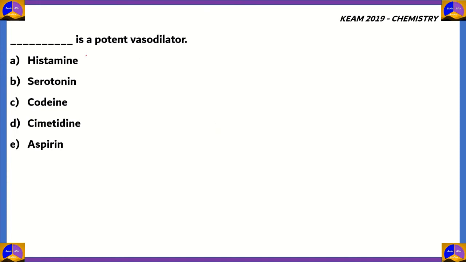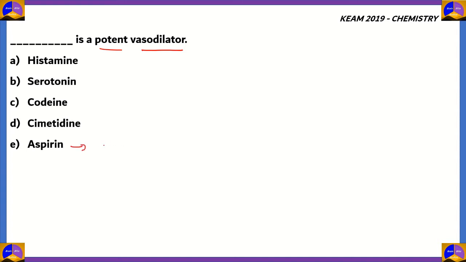Next question. Dash is a potent vasodilator. So you have histamine, serotonin, codeine, cimetidine, and aspirin. So these are various chemical compounds which are used in the field of medicine. And let's look at each of them one by one.